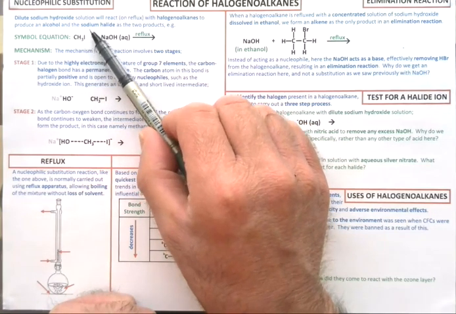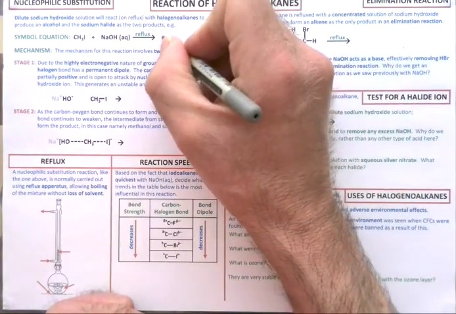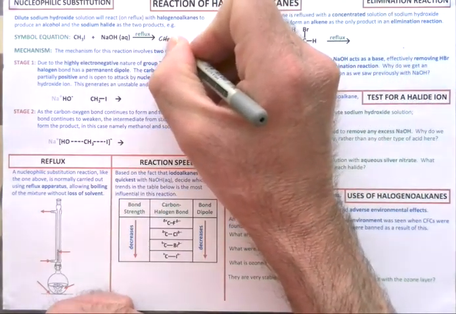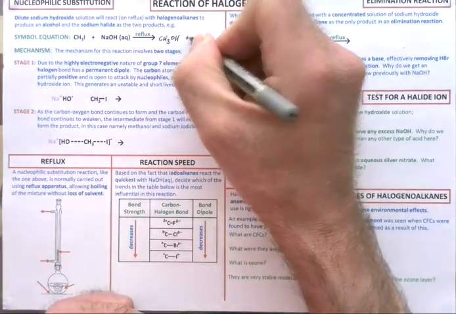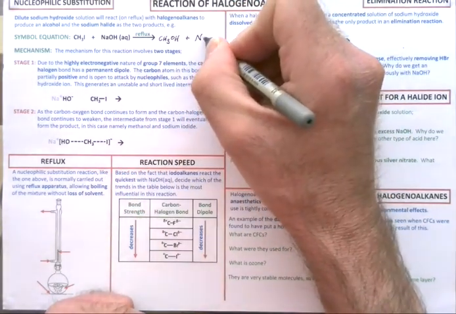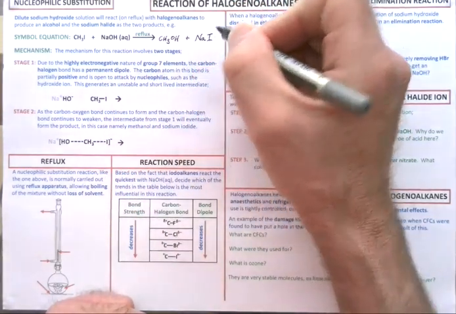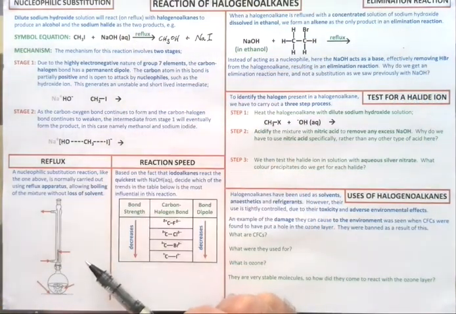So what you'll produce here is an alcohol. And so here we're going to end up making methanol, CH3OH, and we'll also make a sodium halide, NaI. And we do this under reflux conditions. We'll talk exactly what that means in a minute when we come down here.